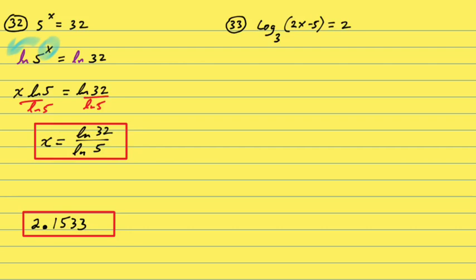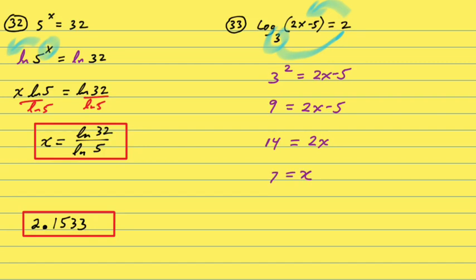Number 33, can I do the fish hook? 3 to the 2 equals this. So that's what I'm going to write. 3 to the 2 equals 2x minus 5. What is 3 to the 2? Well, it's 9. If I add 5, that makes it into 14. If I divide by 2, that makes this thing equal 7.